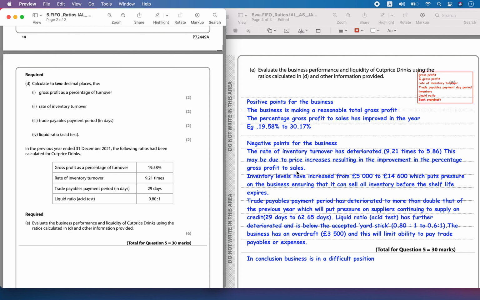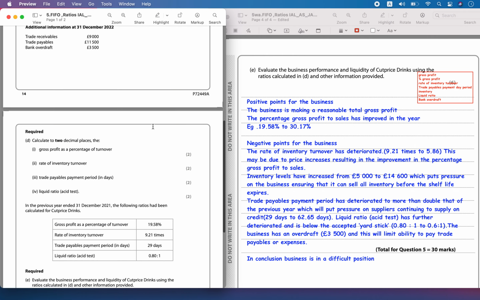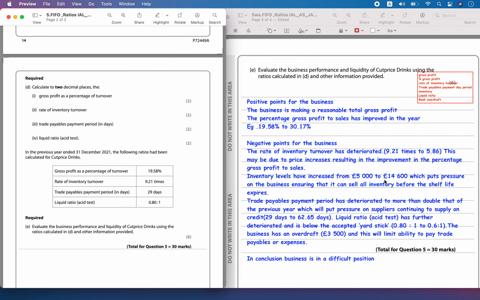Then inventory levels have increased from 5,000 to 14,600. Previous closing inventory was just around 5,000, and now the closing inventory is 14,600. So this puts a pressure on the business, ensuring that it can sell all its inventory before the shelf life expires. So it has to sell all this, otherwise it will get wasted.